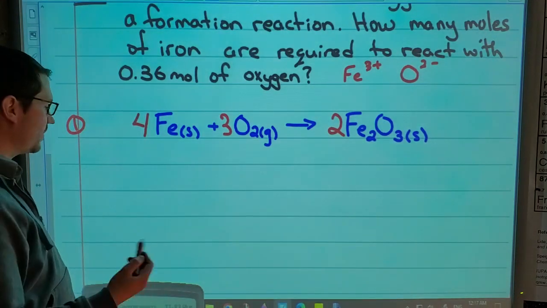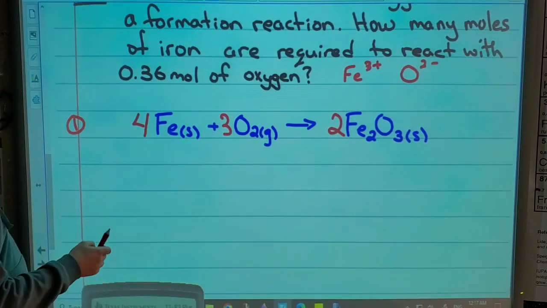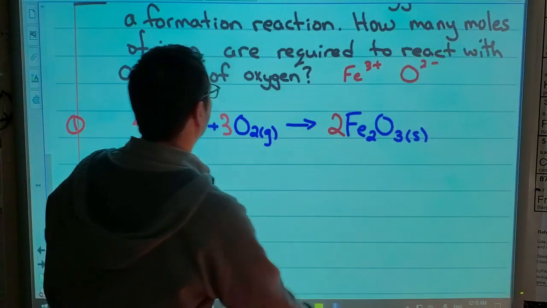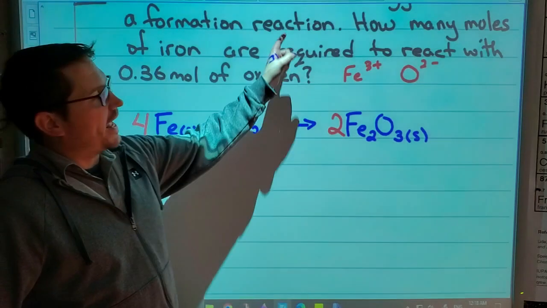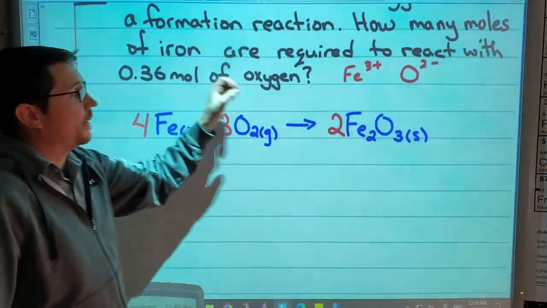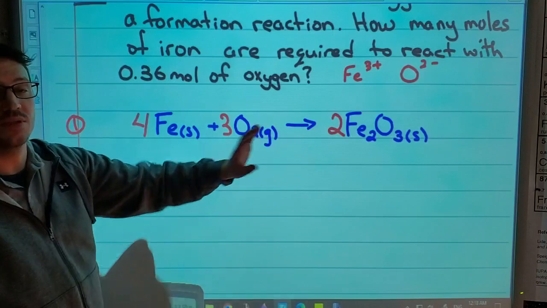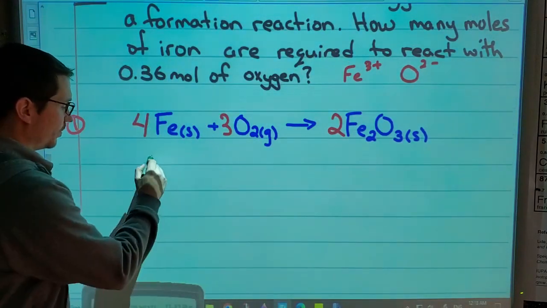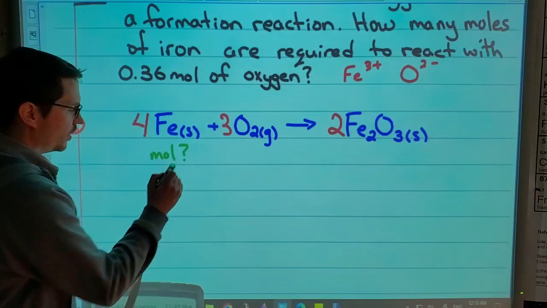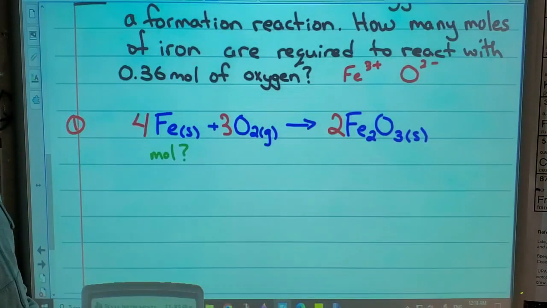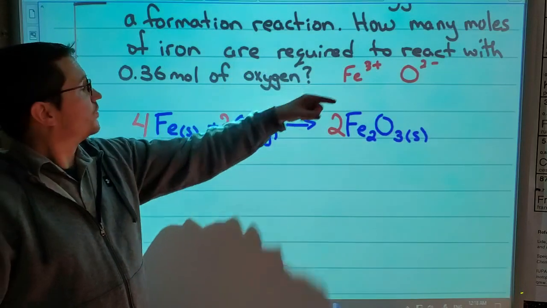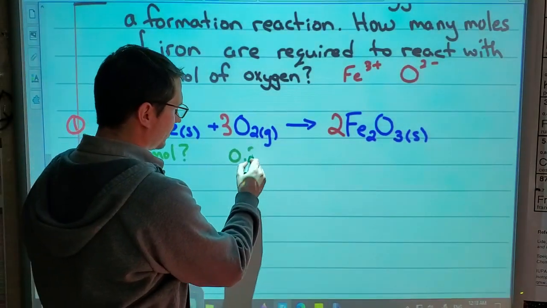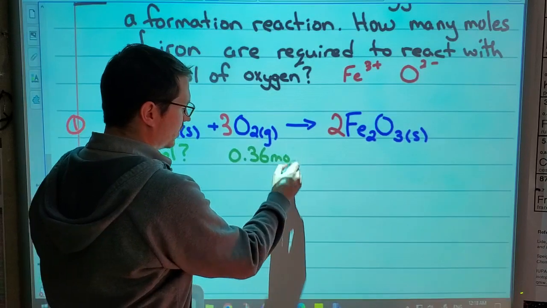Now we have to do step number 2, which is unit analysis, including the molar ratio. Take a look at your question and put the information below the substances that you're thinking about. How many moles of iron? So I'm going to put moles, question mark, under the iron, are required to react with 0.36 moles of oxygen.